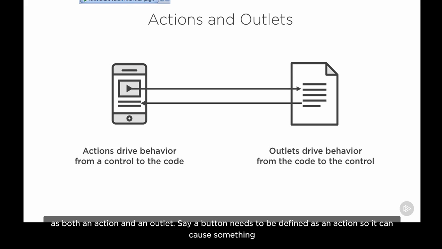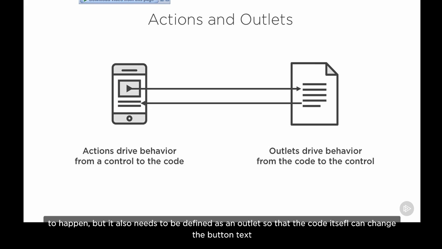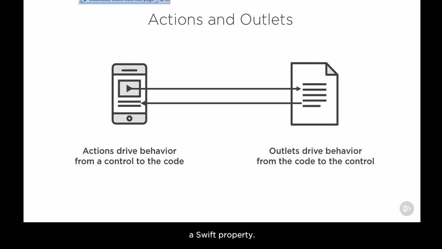Say a button needs to be defined as an action so it can cause something to happen, but it also needs to be defined as an outlet so that the code itself can change the button text or toggle that button between enabled or disabled. So an action will be a Swift method, an outlet will be a Swift property.